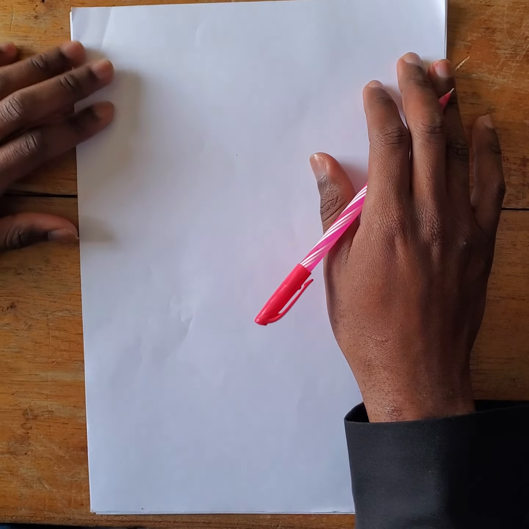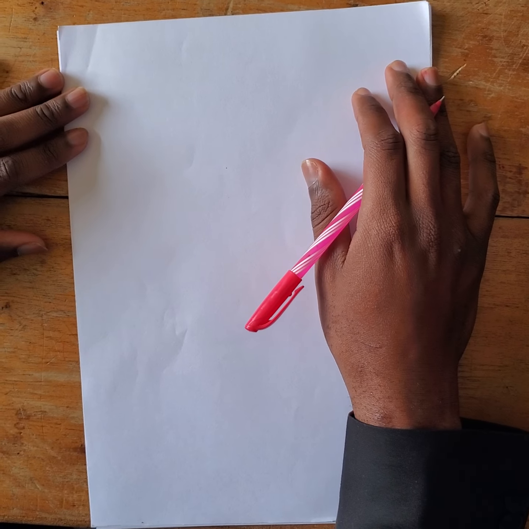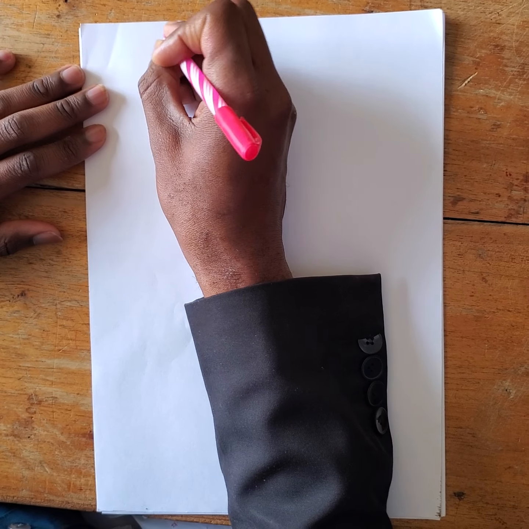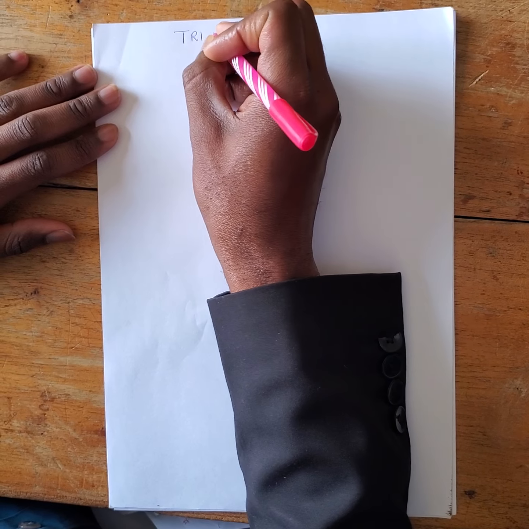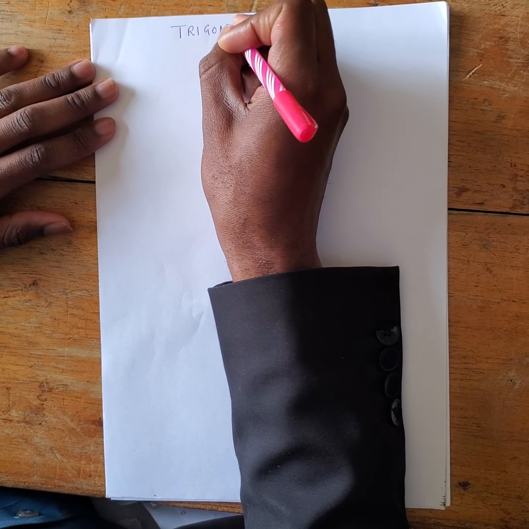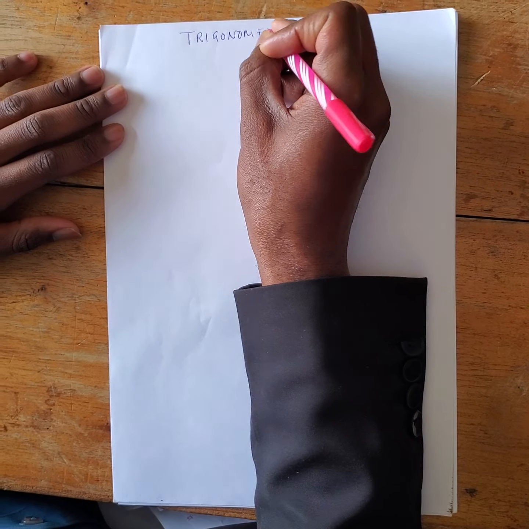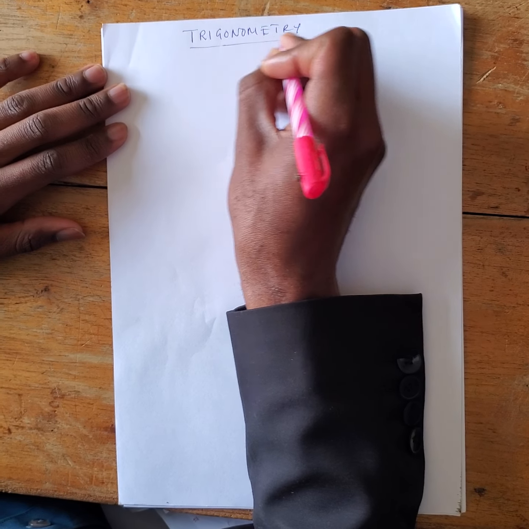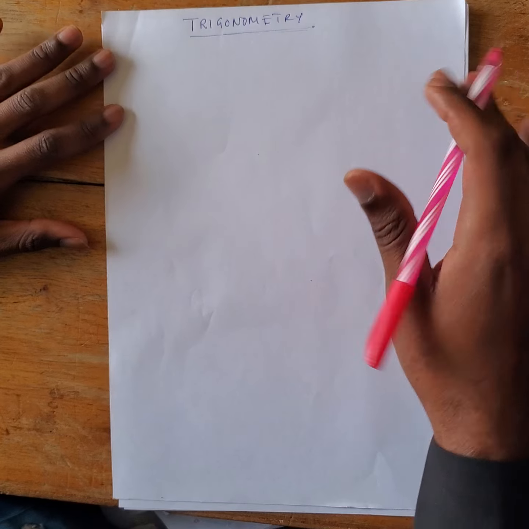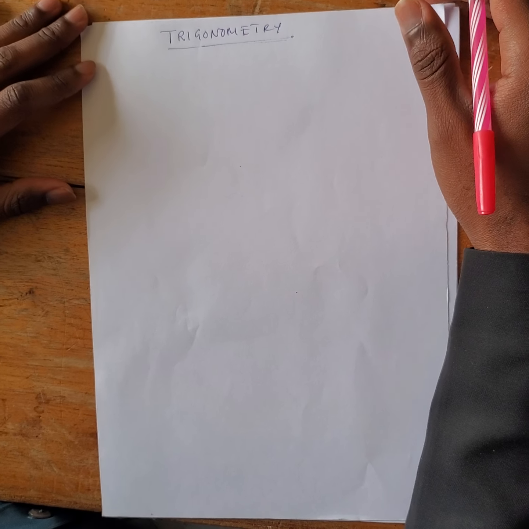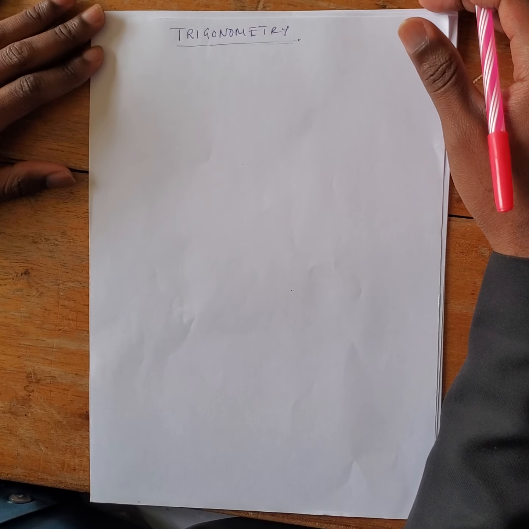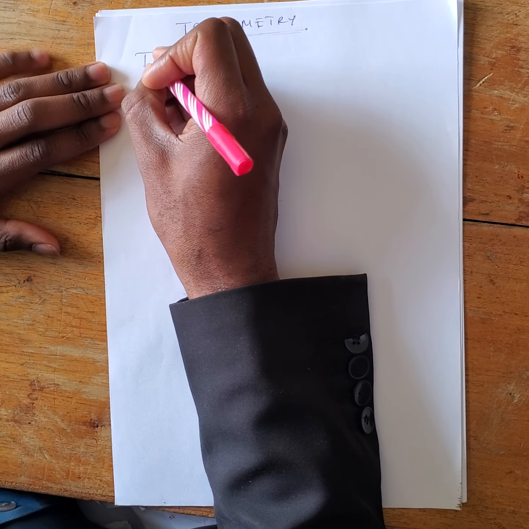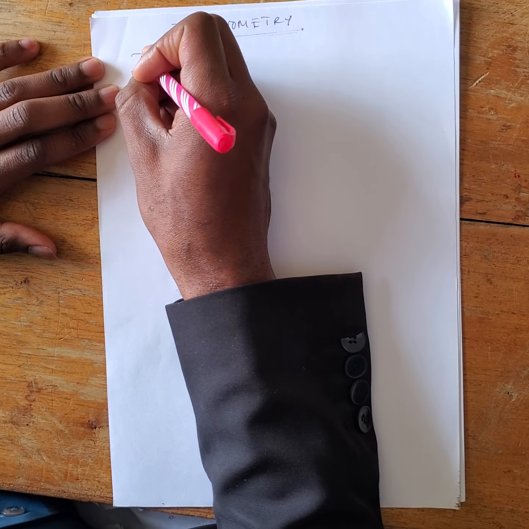Today we proceed with our topic of trigonometry. We were in the definition of trigonometry, and we reached where we say trigonometry is the study of measurement of triangle.